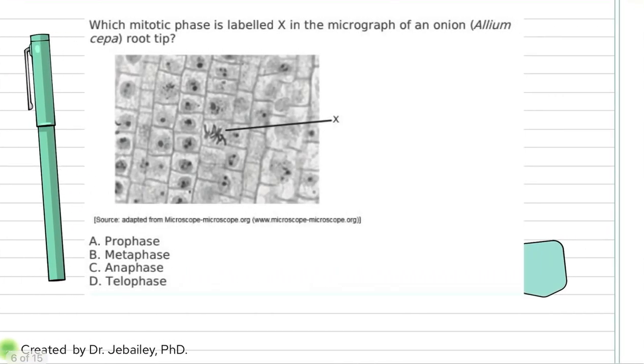Now moving to the next question. Many times in IB, they will put micrographs showing maybe the prophase, metaphase, anaphase, or telophase of mitosis. So you really have to go through these and make sure you study and see them a lot. Here it says there's a mitotic phase labeled X, which is this. It's a micrograph of an onion root tip. Now, they want to know which stage this one right here is.